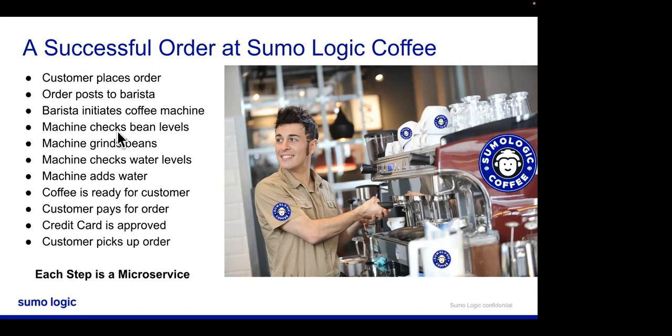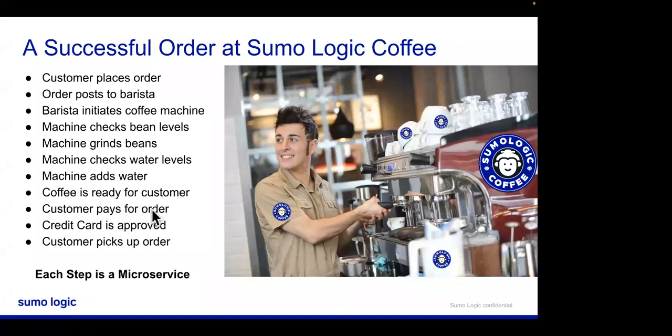The machine checks the bean levels. If it has beans, it grinds those beans for whatever coffee type the customer wants. And then the machine also checks the water levels. If the machine has water, the machine adds water, pours out a cup of coffee. The coffee is now ready for the customer.